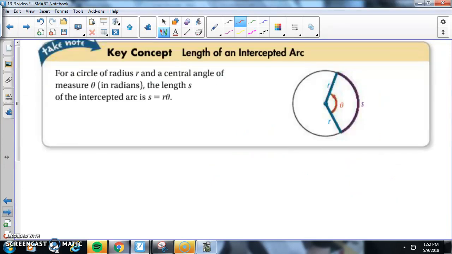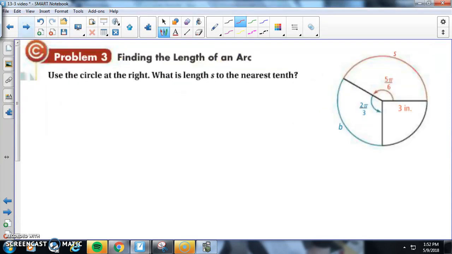For a circle of radius r, a central angle of measure theta in radians. So our angle measurement needs to be in radians. The length s of the intercepted arc is s equals r theta. So if we have this circle at our right, what is the length s to the nearest tenth?